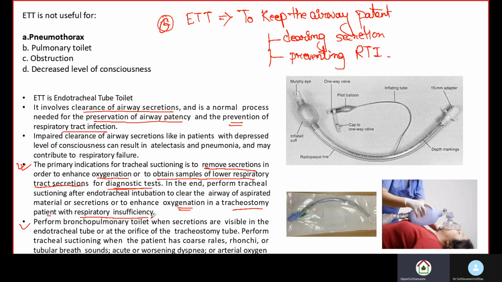Next, perform bronchopulmonary toilet when secretions are visible in the endotracheal tube or at the orifice of the tracheostomy tube. Perform tracheal suctioning when the patient has coarse rales, rhonchi, or tubular breath sounds, acute or worsening dyspnea, or arterial oxygen desaturation.